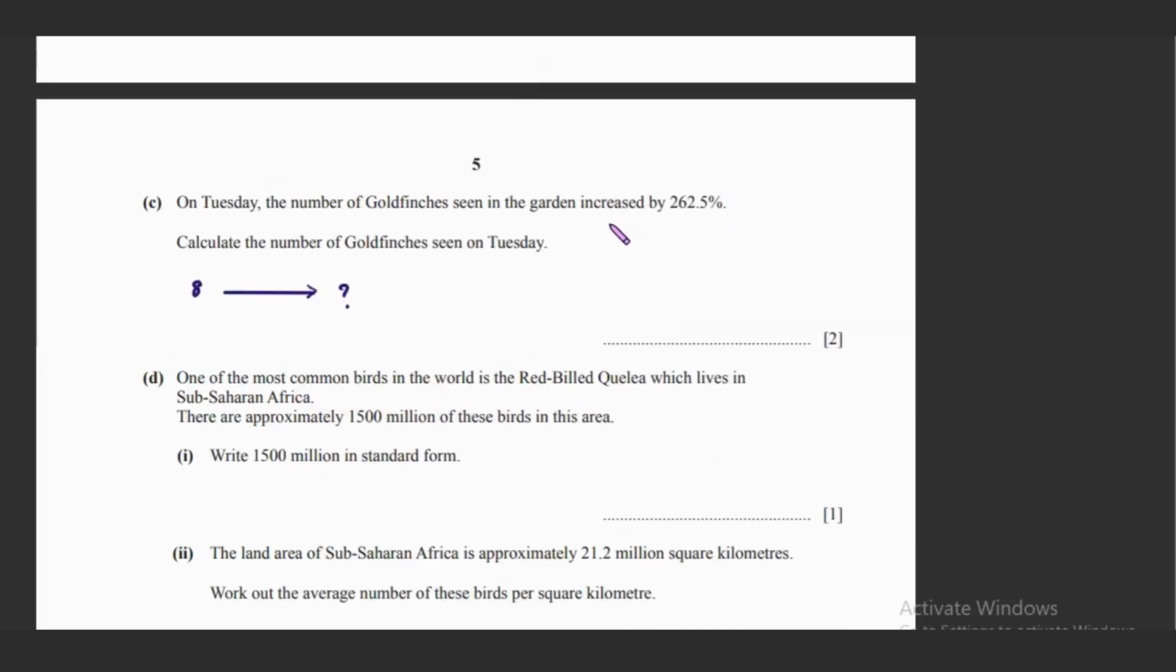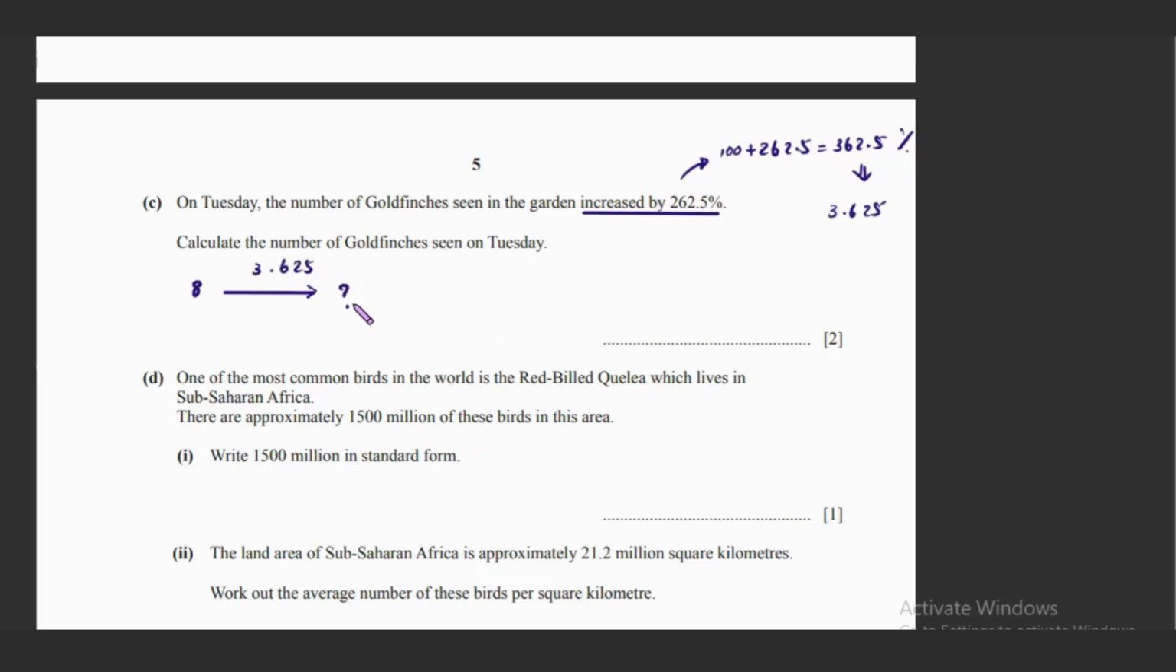Now, here it has been increased by 262.5%, which means we need to write this as a multiplier. To 100, I need to add this 262.5, which is 362.5%. This as a decimal will be 3.625. So this 3.625 only should be used.